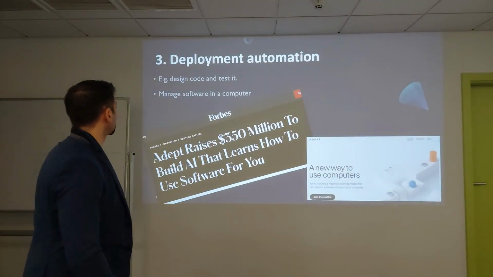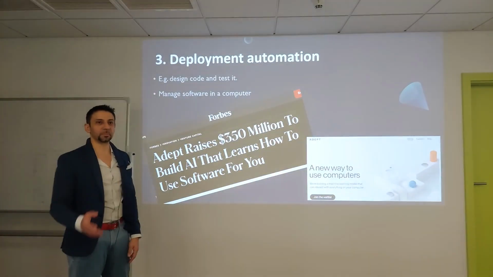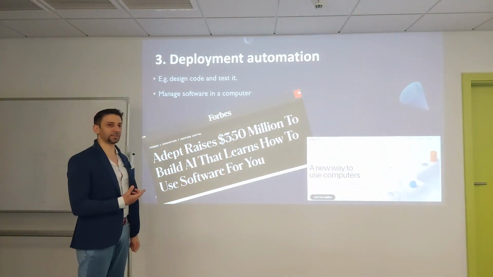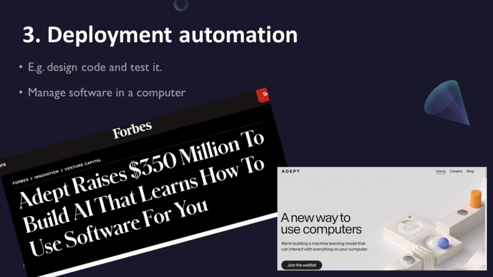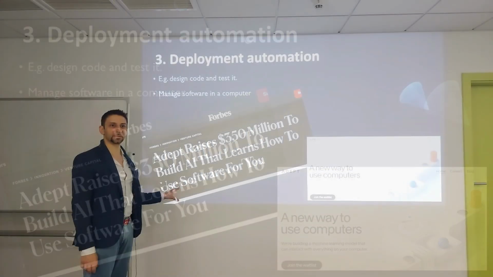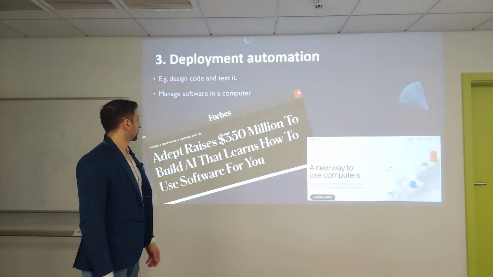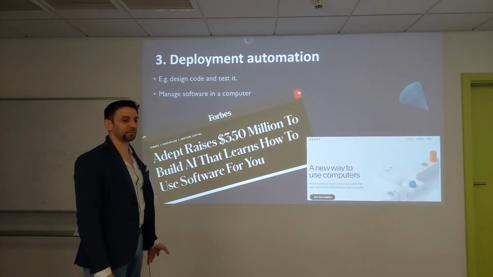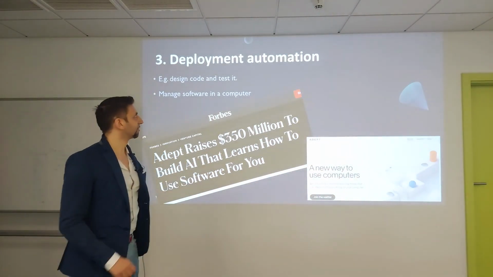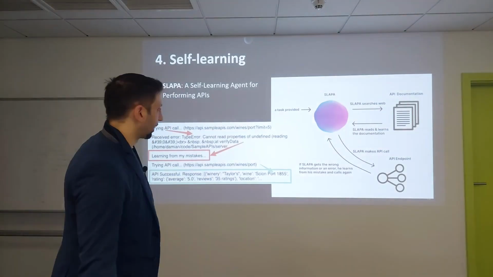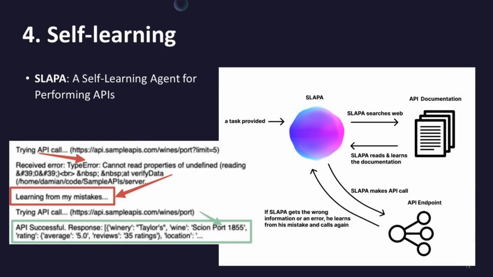So the deployment automation was actually, as we said, they will replace us. Yes, there is a startup that got funded to have something like that running on your computer. That is, let's say, opening Word, doing something, then closing it, then doing something, like managing your computers, essentially. And they actually got a serious level of investment, 350 million, to have this transformer-based assistant on your computer. And the self-learning thing was actually, there is another guy who is introducing another framework called self-learning agent for performing API.